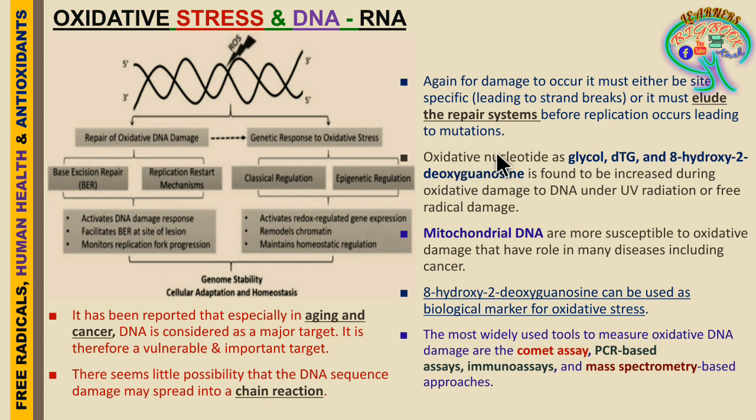Further, oxidative nucleotides, such as thymine glycol and 8-hydroxy-2-deoxyguanosine, are found to be increased during oxidative damage to DNA under UV radiation or free radical damage. Now this is the external, unusual form of DNA damage, where there are chances of oxidative damage formation due to UV radiation. Mitochondrial DNA is more susceptible to oxidative damage and has a role in many diseases including cancer. We have already spoken about this in the internal sources of DNA damage, where there are high chances of oxidative damage to mitochondrial DNA, and it can lead to diseases like cancer.